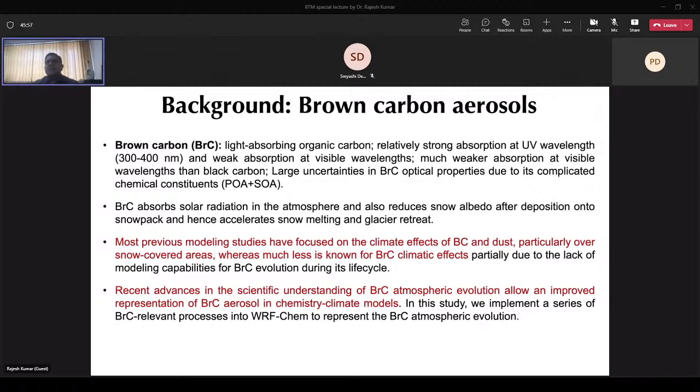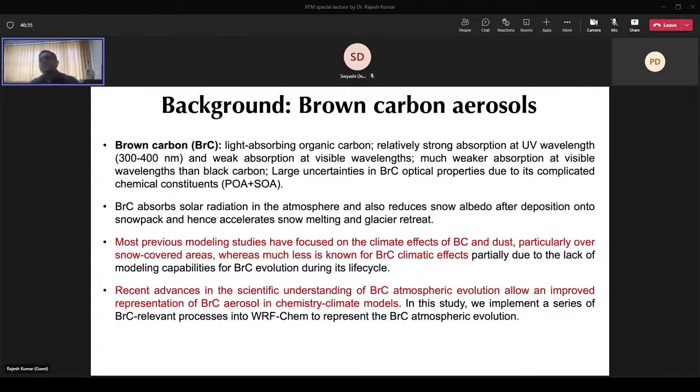It absorbs solar radiation in the atmosphere, as its name suggests, and it reduces snow albedo after deposition on the snowpack. It has the potential to accelerate snow and glacier melting. So most previous modeling studies have focused on the climate effects of black carbon and dust, particularly over snow-covered areas. So that was another motivation for developing this capability to simulate brown carbon. And there have been several studies that advanced our understanding of brown carbon atmospheric evolution, and we try to represent that state of the art in our model.